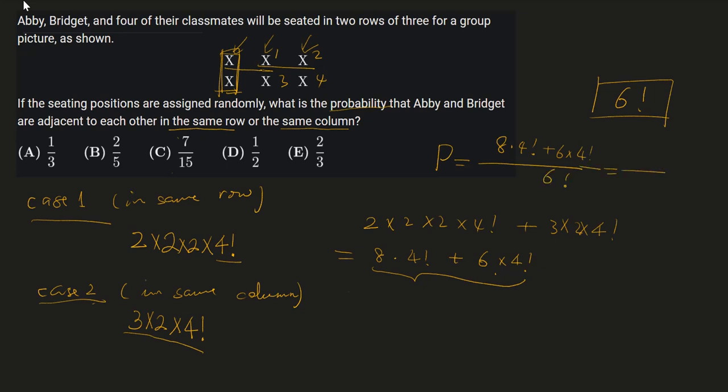That equals, 4 factorial will cancel with the 6 factorial, and 6 factorial has 5 times 6 left. So that's 5 times 6, and then 8 plus 6. So that's 14 over 30, and that equals 7/15. Therefore, our choice is C.